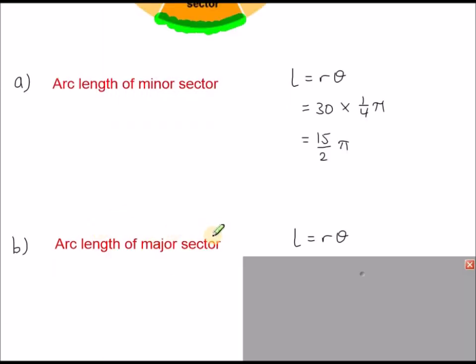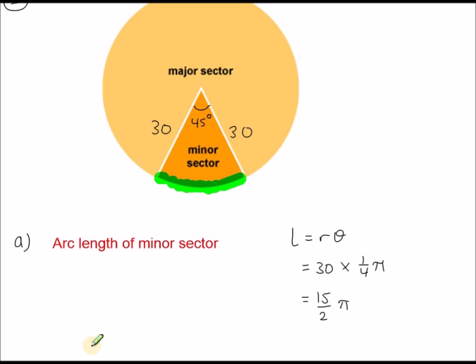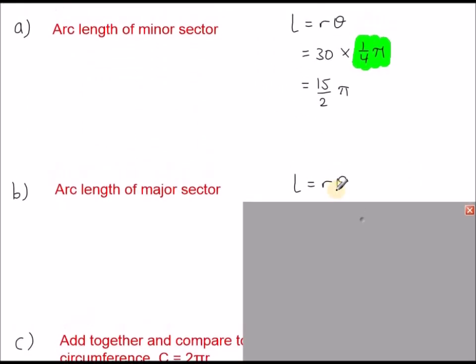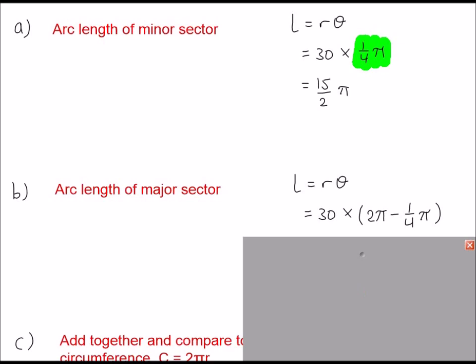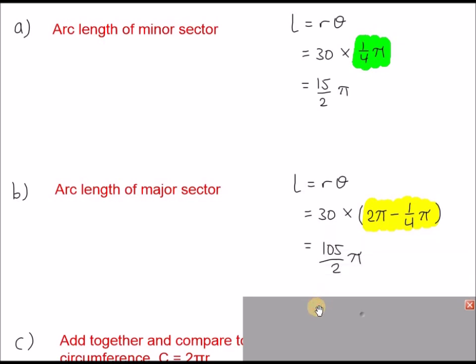Now the arc length for the major sector, again L equals r theta, the radius is the same, but the angle theta is not. We know that the angle is 2 pi in radians all the way around, so we need to do 2 pi minus a quarter pi, and that will give us the angle here in radians. Okay, so we've got the formula, substitute the values in, and this is the angle I was talking about, 2 pi minus the one that we already know, and the exact value 105 over 2 pi.